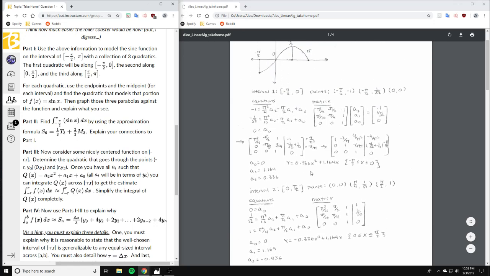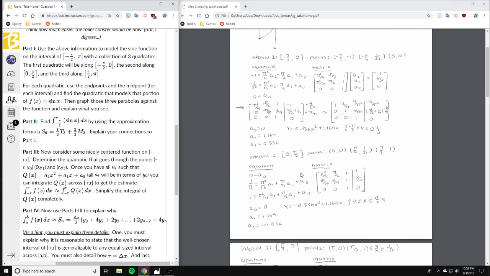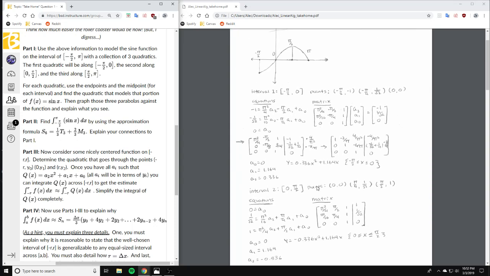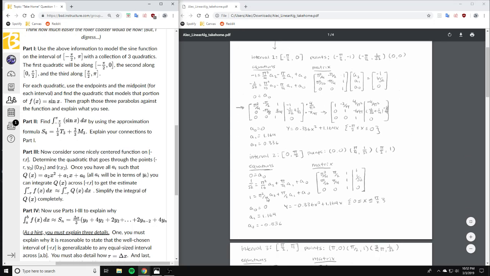Interval 2 is the exact same thing. We take the points, but this time from the second interval: 0 and 0, pi over 4 and 1 over square root of 2, and pi over 2 and 1. And we do the same thing. We put them into equations. As you can see, the first one, if y equals 0 and x equals 0, what we get is just 0 equals A0.